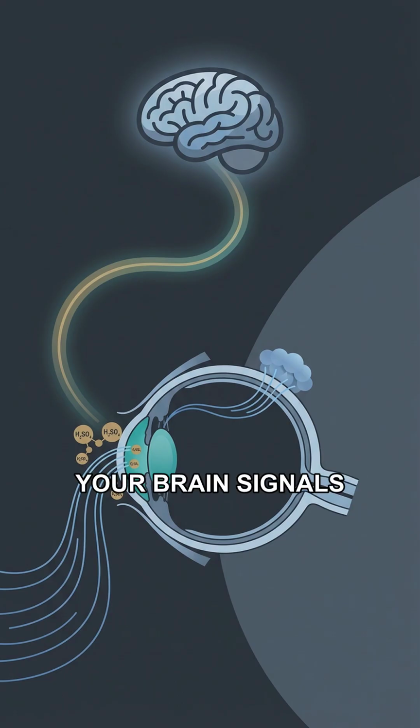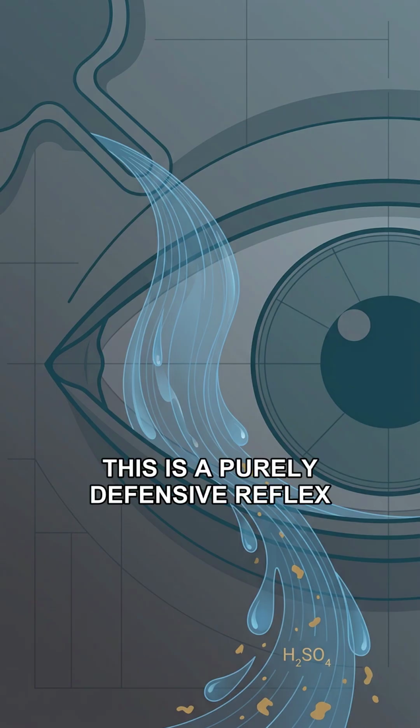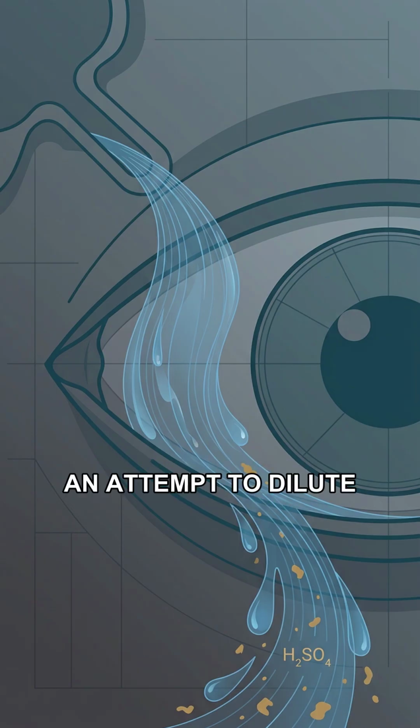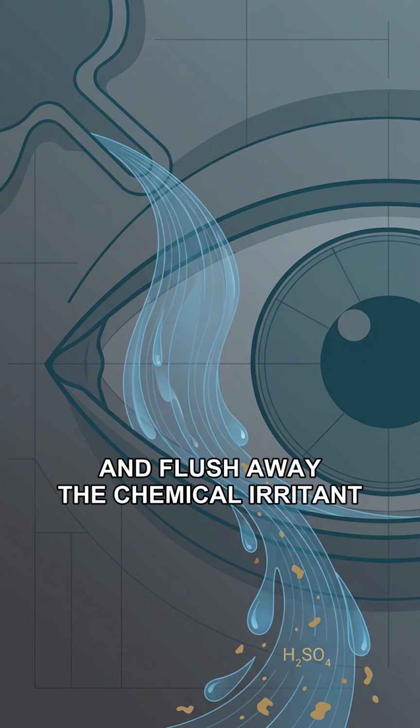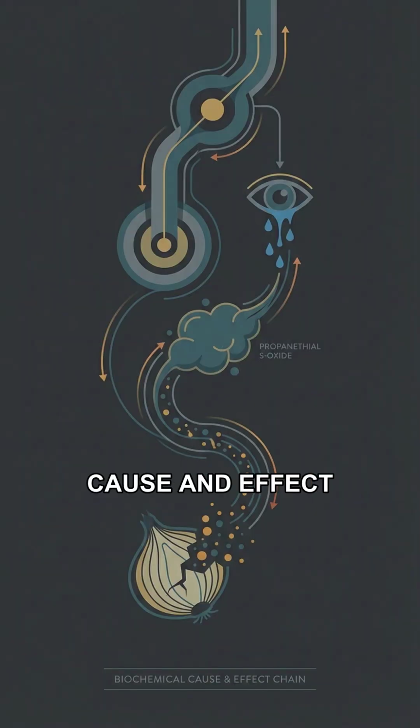In response, your brain signals the lacrimal glands to produce excess tears. This is a purely defensive reflex, an attempt to dilute and flush away the chemical irritant. The entire process is a rapid, elegant chain of biochemical cause and effect.